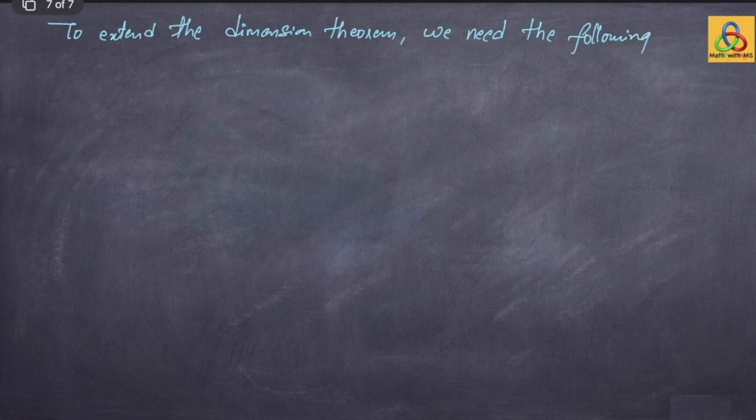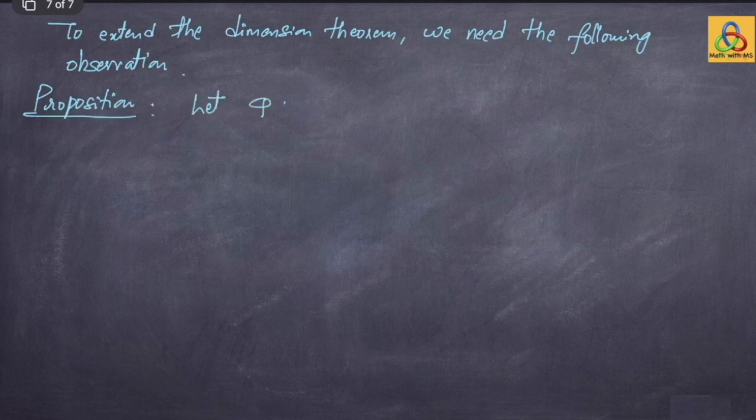the degree of an irreducible representation of a finite group divides the order of the group G. So in order to extend this result, we need the following basic observation. Let us write it in the form of a proposition. So let phi from G to GL(V) be an irreducible representation of a finite group. All our representations are finite in this course.